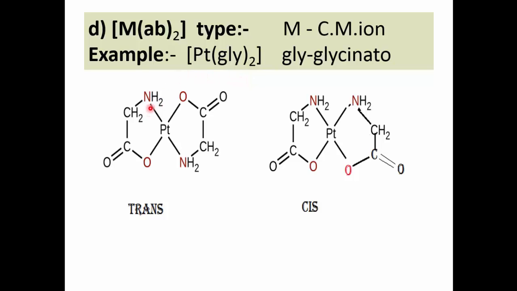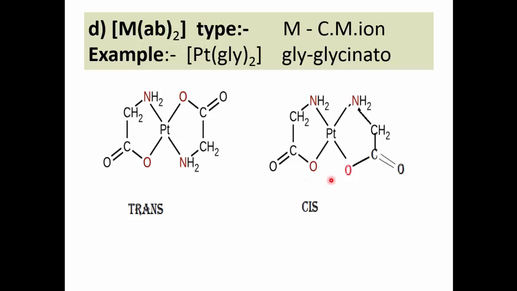So see, this is the first end of glycinato which contains nitrogen atom as donor atom, and this is the other end where oxygen is present as donor atom. So glycinato attaches to metal atom platinum here through nitrogen as well as oxygen. See here, oxygen as well as nitrogen. Similarly in this isomer, this is nitrogen, nitrogen, oxygen and oxygen. So which isomer is cis and which isomer is trans?